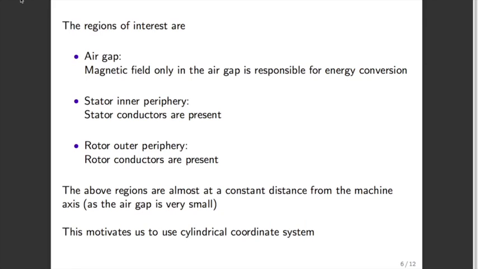field that is responsible for energy conversion. And the stator inner periphery and rotor outer periphery are also of interest to us because the conductors are located in these regions. The above three regions are almost at a constant distance from the machine's axis. This is because the air gap is very small. So this motivates us to use a cylindrical coordinate system rather than a Cartesian coordinate system.